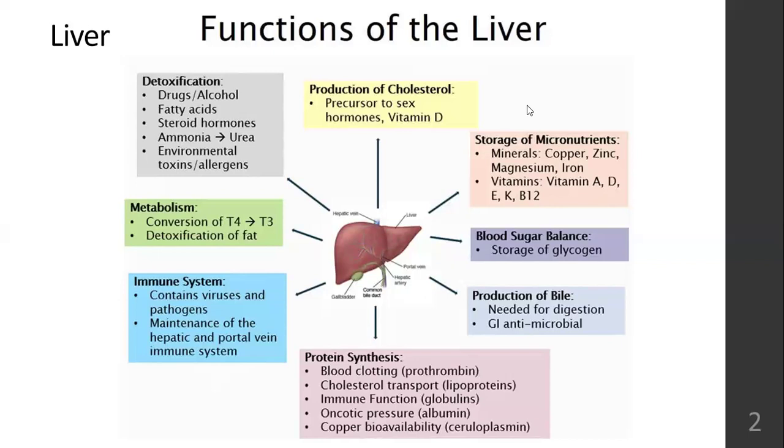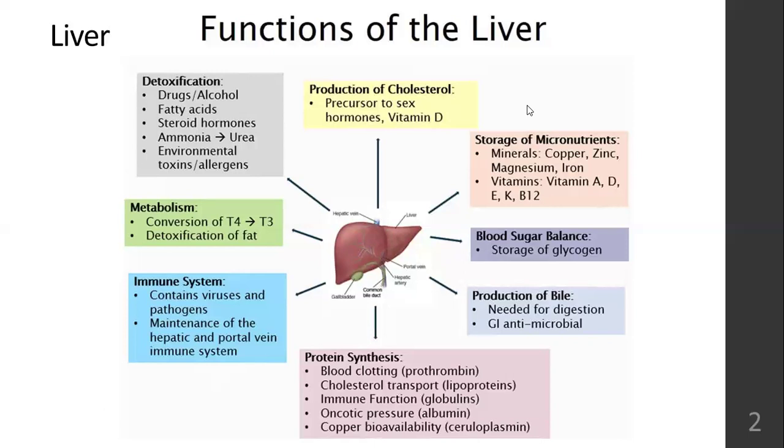It makes sure that even if you have enough copper in the food, if you don't have ceruloplasmin, copper will not be absorbed and transported within your body. So all these proteins are synthesized by the liver: the proteins that carry cholesterol or fat, the proteins that carry copper, blood clotting factors, immunity factors, immunoglobulins, and albumin. These proteins are produced and manufactured in the liver.